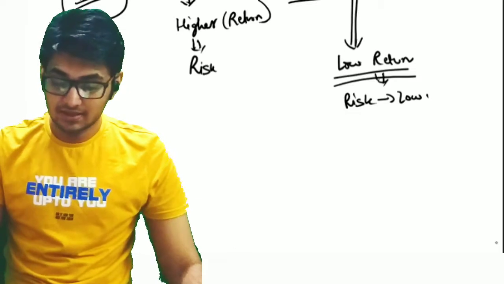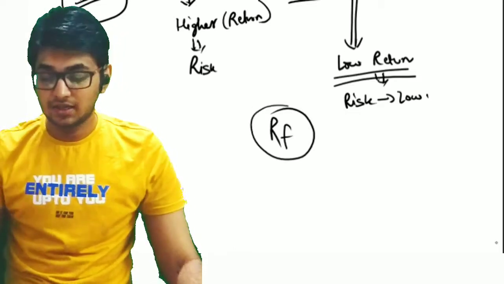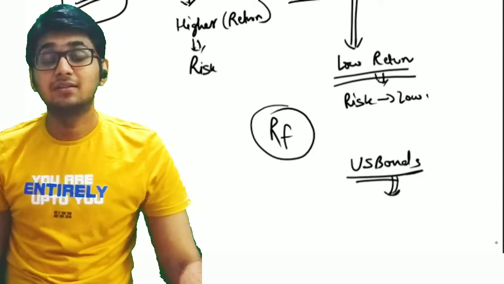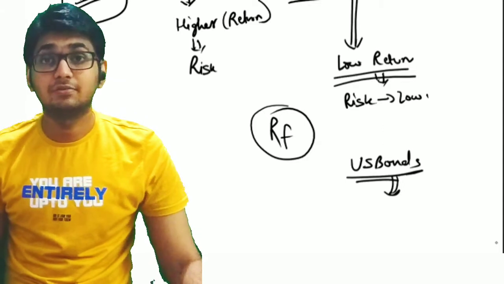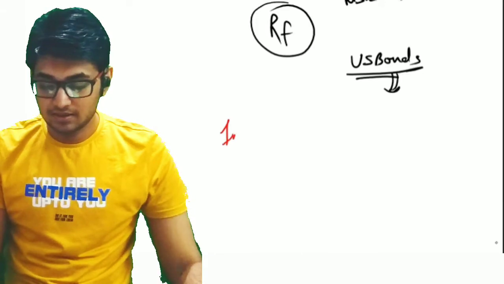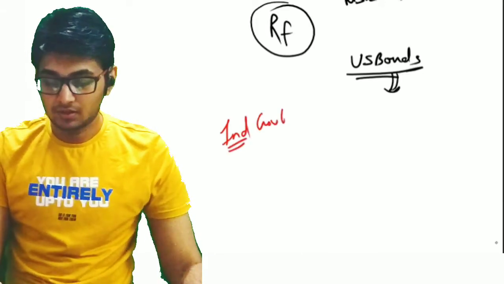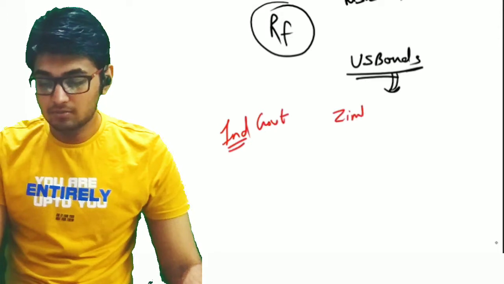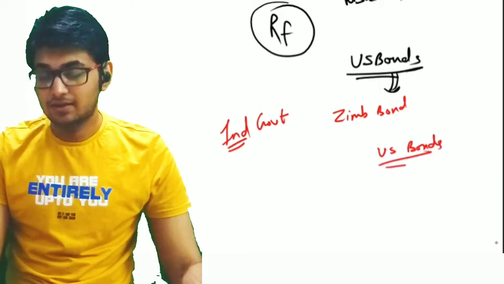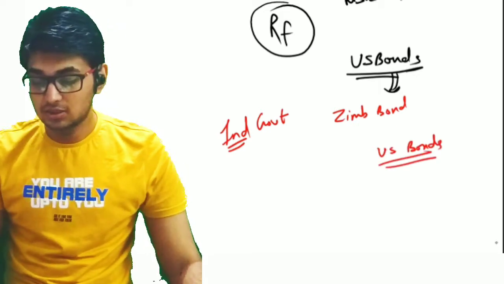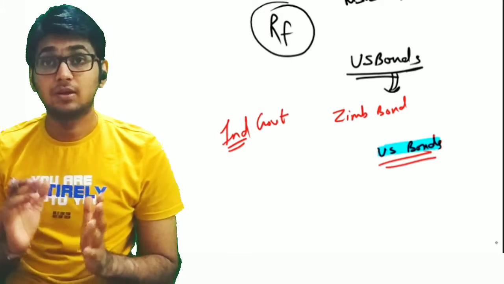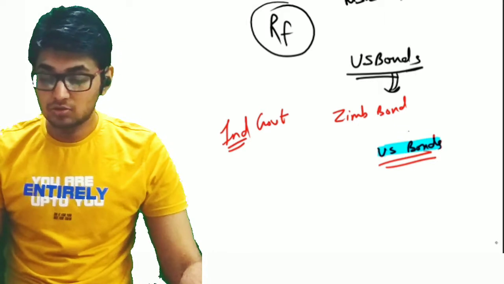Though there are some securities which are free of risk, but trust me, there is nothing risk-free. We always say we have a risk-free rate of return, meaning invest in US government bonds, and whatever return you get is completely risk-free. But if you compare the Indian government bonds, the Zimbabwe government bonds and the US government bonds, I will say that you must invest in US government bonds if you need lower risk. But yes, trust me, it also includes risk.